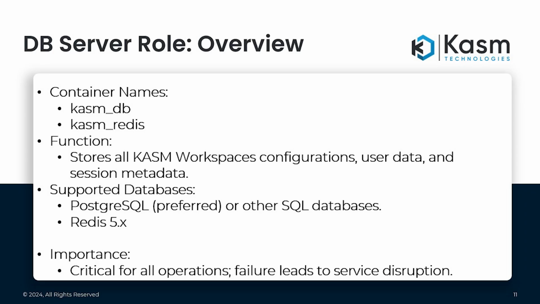the Kasm install process is going to spin up 2 containers. One titled Kasm_DB, which is a Postgres instance, and the other being the Kasm_Redis server. Now, Redis in general is used more for shared services, communication, could be expanded on and used in the future, but the biggie on this one, of course, is the Kasm_DB.